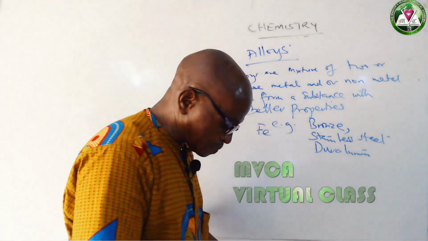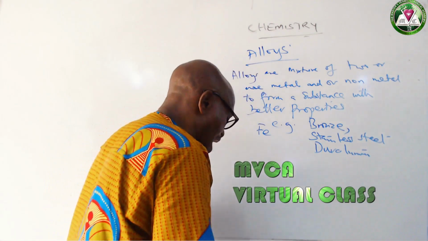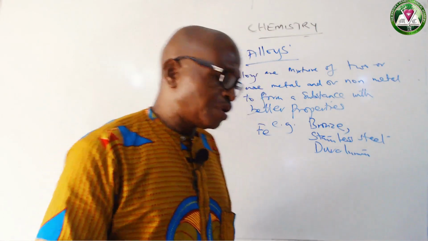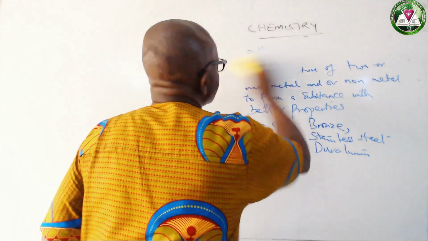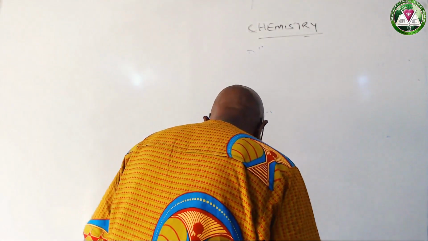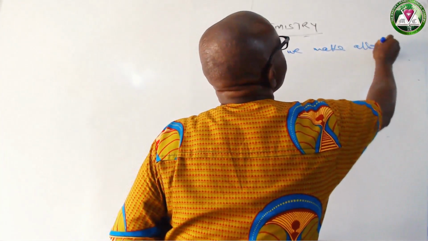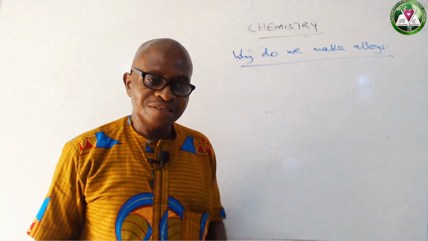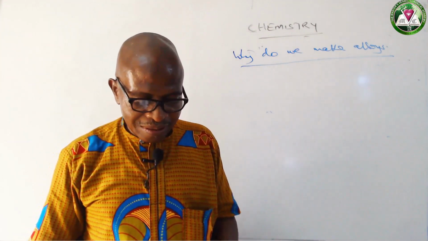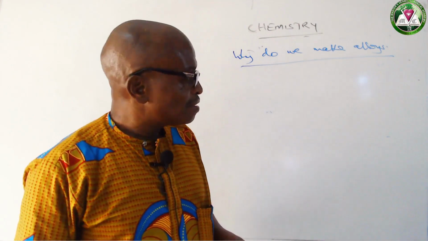Therefore, we'll look at the reason for making alloys. Why do we make alloys? I've defined an alloy for you. Without discussing it, I want to ask you, why do we make alloys? Why do we make alloys, Obi? Yes? You say that we make alloys to have metals or substances that give better properties. That's one of them.